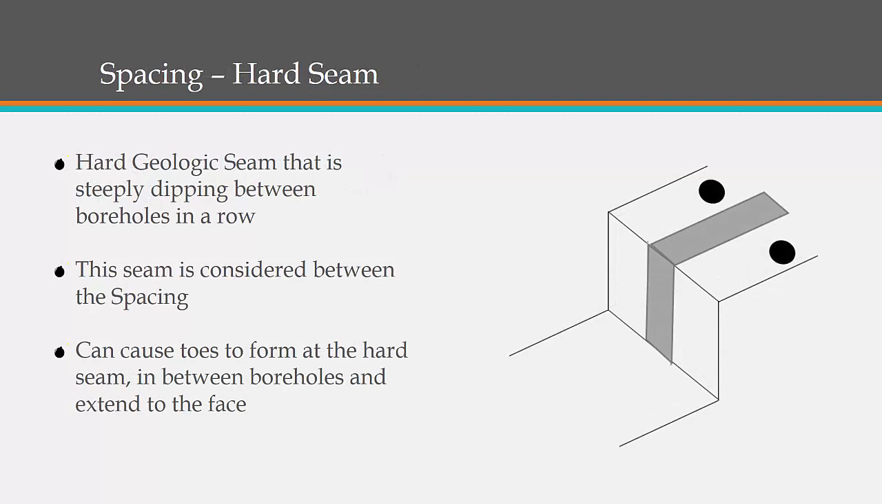Next, we're going to look at spacing. In this example here, we have a vertical geologic hard seam. Again, this is maybe an igneous intrusion, a seam that's not as bedded or jointed or broken up. And this is going to be between two boreholes. This may extend all the way through the face, or this may be in some isolated regions. And this is considered in the spacing because it's now between the boreholes. This is going to cause tows to form at that hard seam, which most of the time is going to be between those boreholes then. These tows can extend all the way to the face, or they can just be isolated in the very back of the shot.